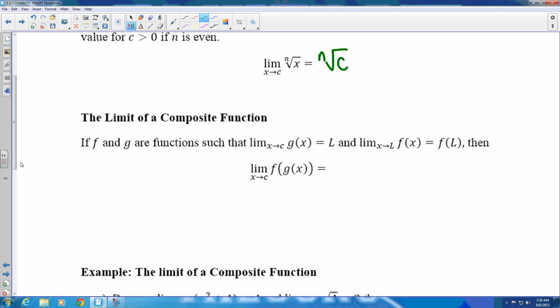Okay, now let's say we have composite functions. We have two functions f and g. The limit as x approaches c of g is L, and the limit as x approaches L of f of x is f of L. Then the limit as x approaches c of f of g of x, we've done composite functions before, is f of the limit as x approaches c of g of x, or f of L.